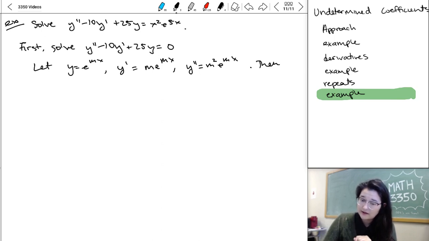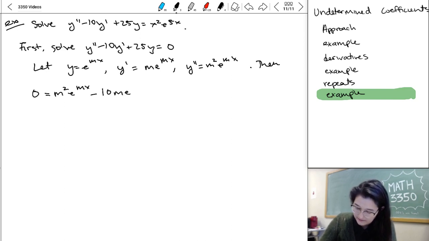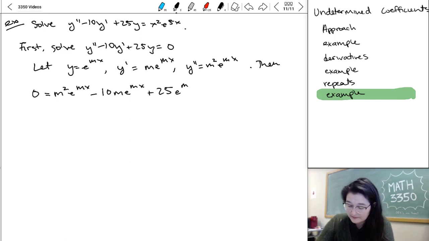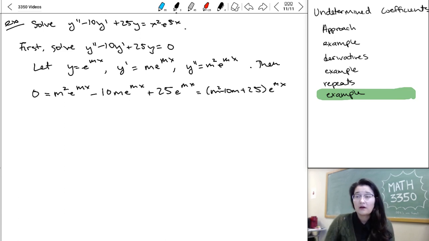Then this gives us that the ODE 0 should be equal to y double prime, which is m squared e to mx, minus 10 times y prime, which is that m e to mx, plus 25 times y, which we assumed was e to mx. That's going to be m squared minus 10m plus 25 times e to mx. Remember, we can sort of cancel out that e to mx.